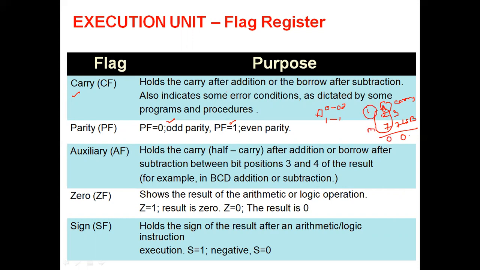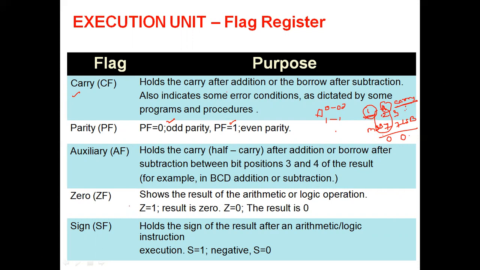If the MSB produces a carry, then we say it is an auxiliary carry. So that is the difference between the carry and the auxiliary carry. If the LSB generated a carry, then we call it a carry. If the MSB generated a carry, then we call it an auxiliary carry.